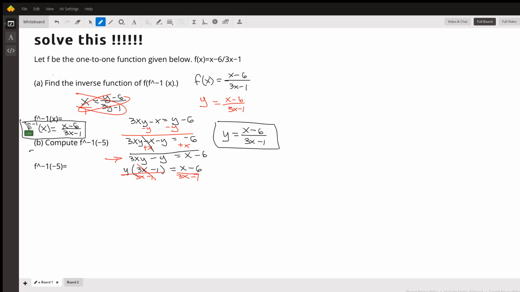And now for the next question, part B, we're going to substitute in negative 5. So F inverse of negative 5 is (negative 5 minus 6) over (3 times negative 5 minus 1), which is negative 11 over (negative 15 minus 1). You get negative 11 over negative 16, which is positive 11/16. Okay, I hope you got that.